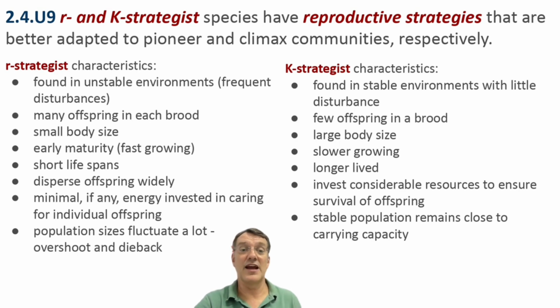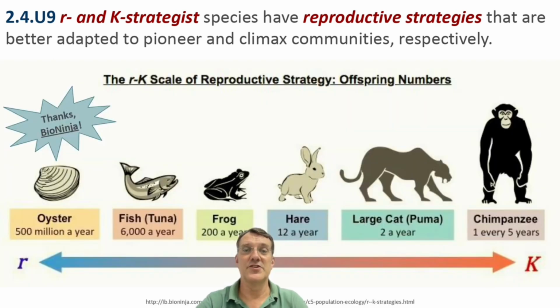Species can be classified based on their reproductive strategies and potential. R strategists thrive in unstable environments with frequent disturbances. They produce a lot of offspring, they mature quickly, and they tend to have short lifespans. K strategists, on the other hand, are found in stable environments. K strategists produce fewer offspring, they grow more slowly, and they tend to invest more resources in ensuring the survival of each offspring. This image illustrates the r-K scale of reproductive strategy.